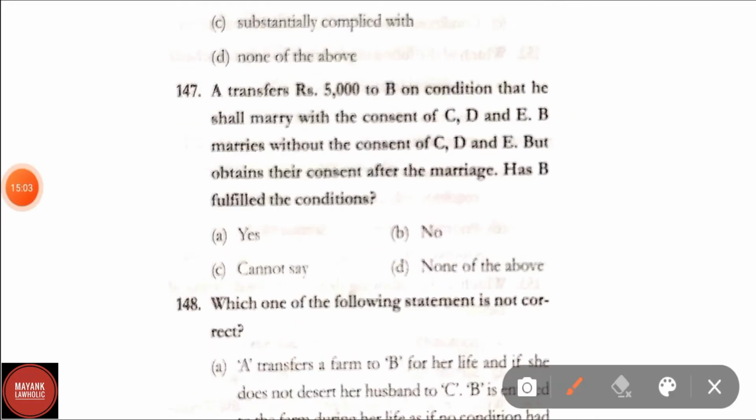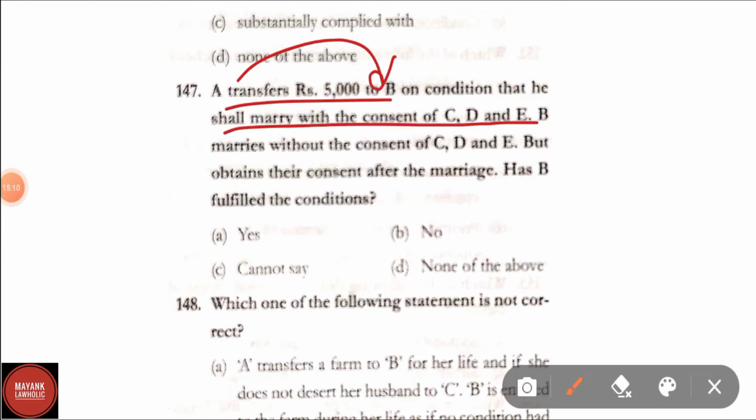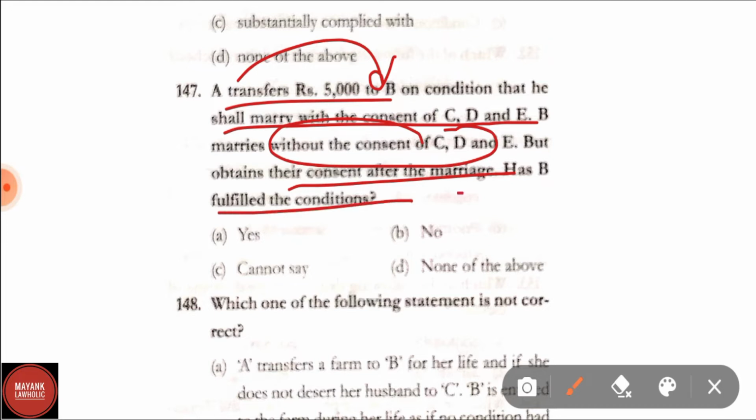Question number 147. A transfers rupees 5,000 to B on a condition that he shall marry with the consent of C, D and E. B marries without the consent of C, D and E. B obtains their consent after the marriage. Has B fulfilled the condition? No, B has not fulfilled the condition. So the correct answer will be option B, no.